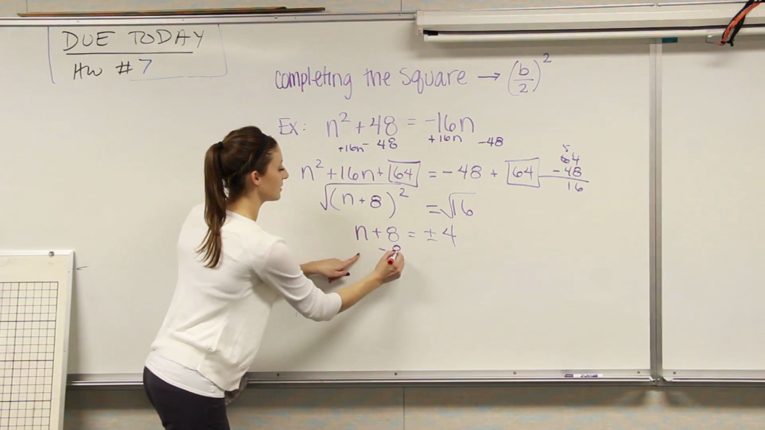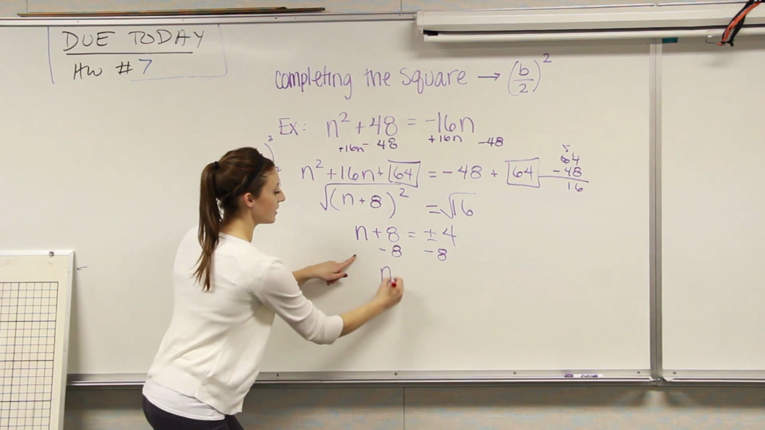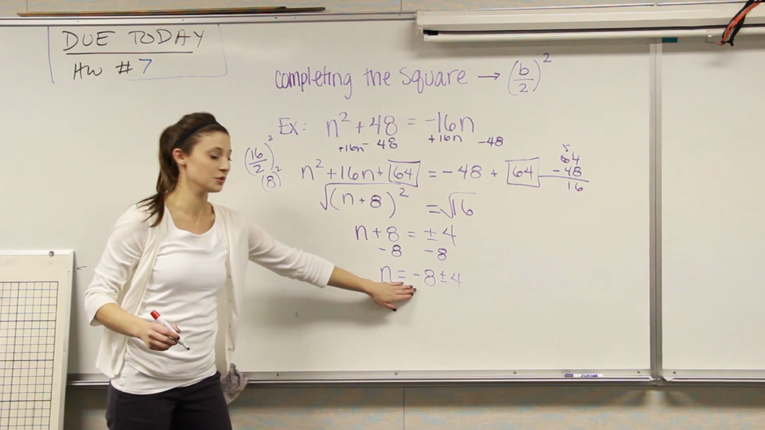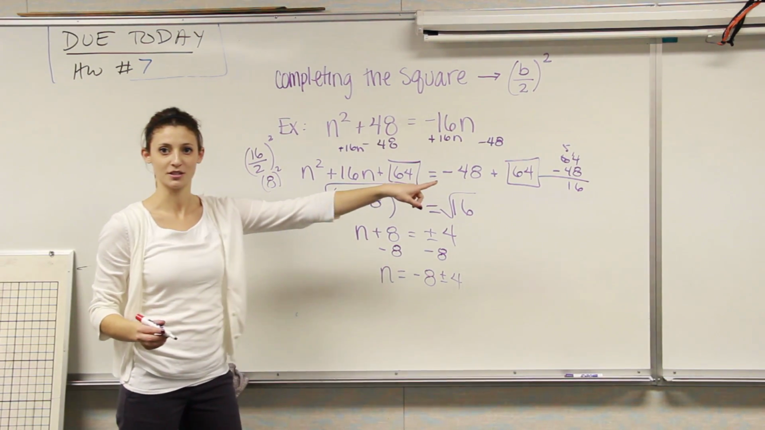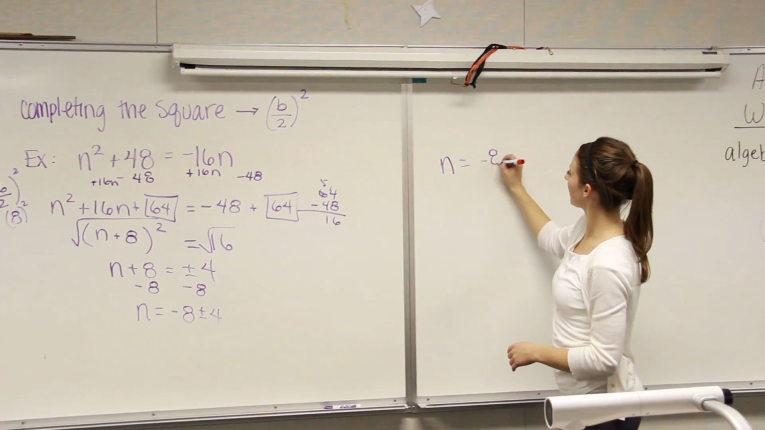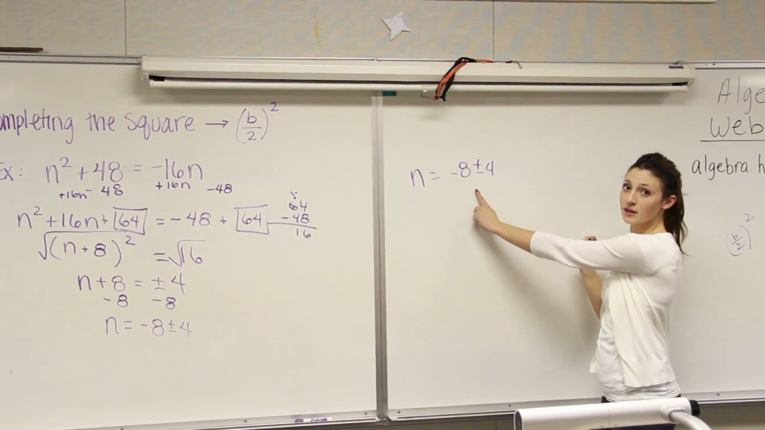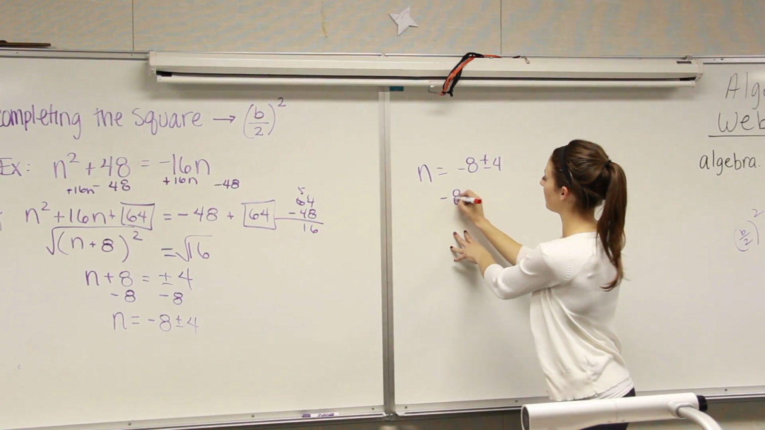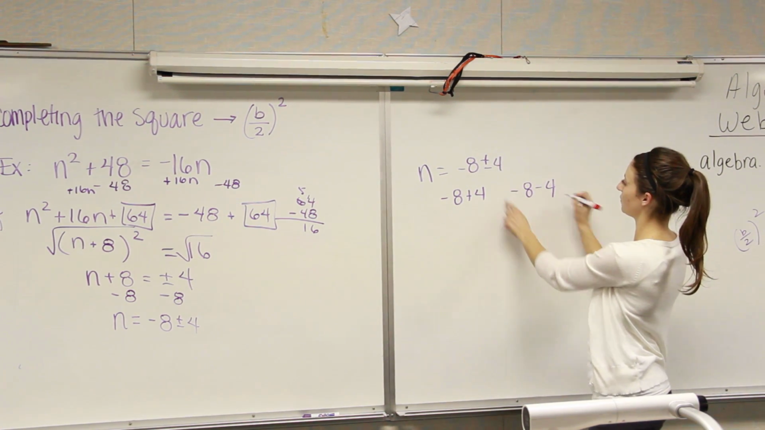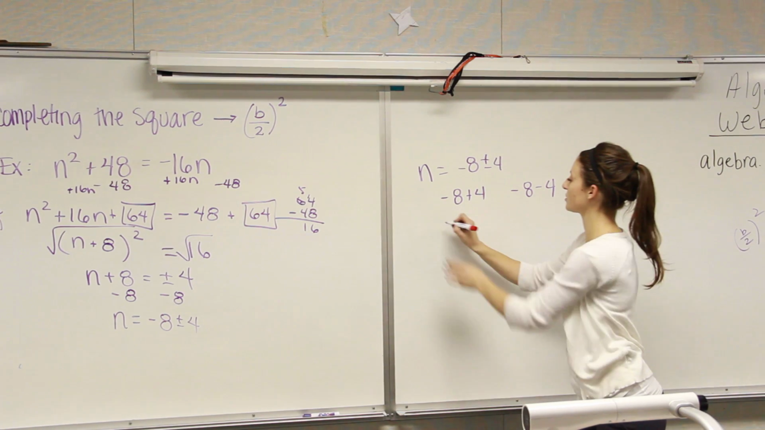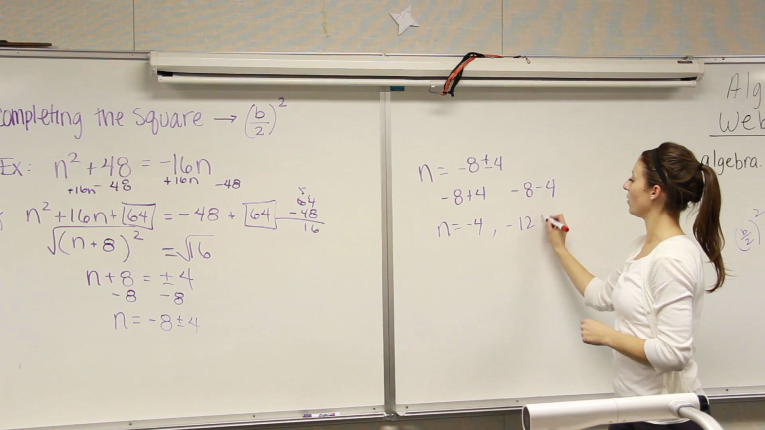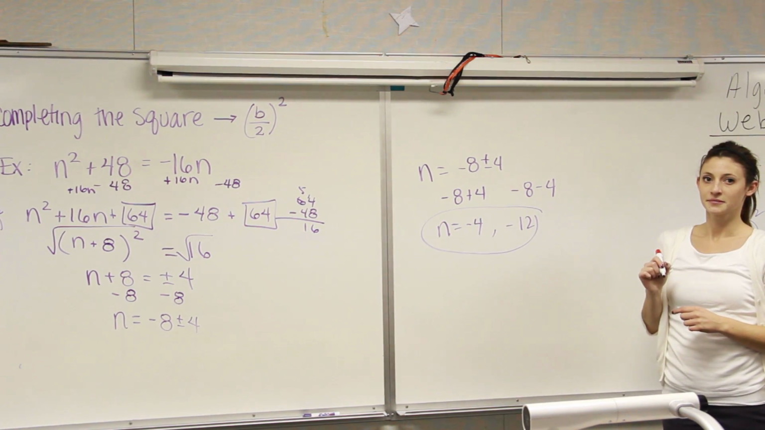Get n alone. We're going to subtract the 8. And you can write it like that, but be careful because you have this negative. So I'm actually going to scoot over here so you can see what I'm going to do. Negative 8 plus or minus 4. I'm going to combine negative 8 plus 4. That's the first piece. And then the negative 8 minus the 4 is the second piece. So our answers are going to be n equals negative 4 and negative 12. Good luck.